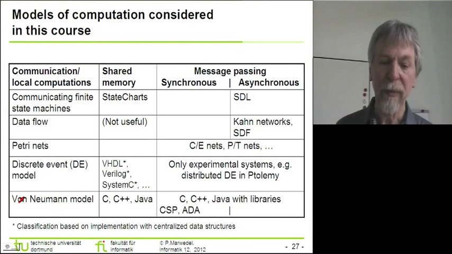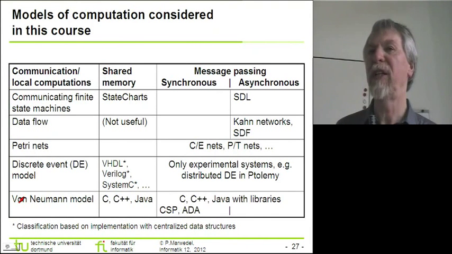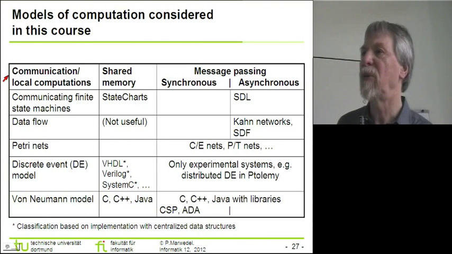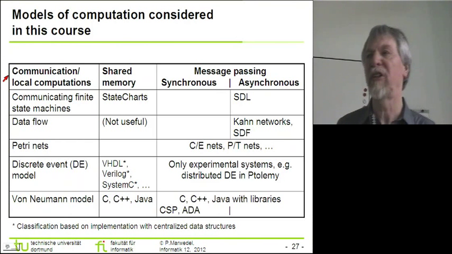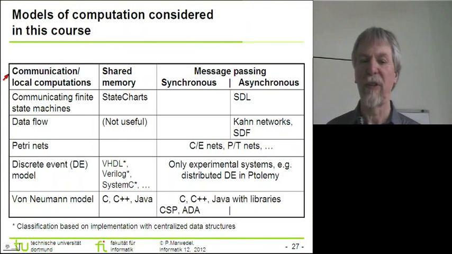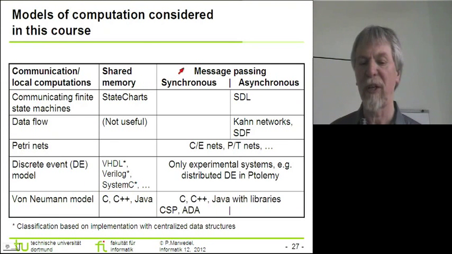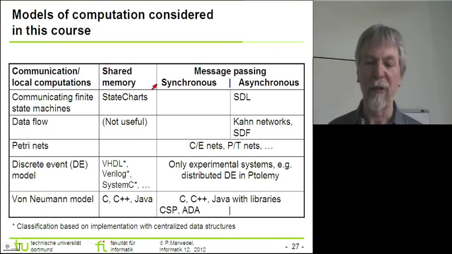Now, overall, this leads to the following classification, a classification which I'm using to structure especially the content of this second chapter of the course. In this classification, you see two dimensions. In the horizontal dimension, you see the technique that we're using for communication. You see there shared memory and you see message passing. And for message passing, we are distinguishing between synchronous and asynchronous message passing.